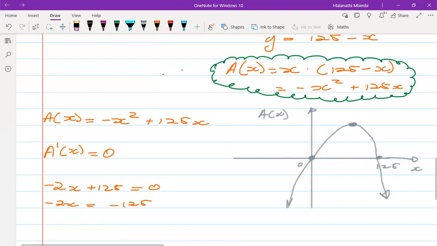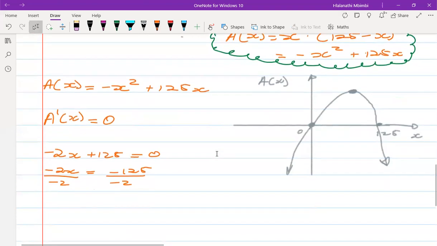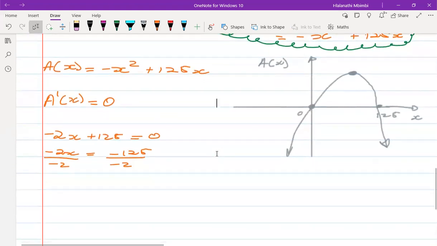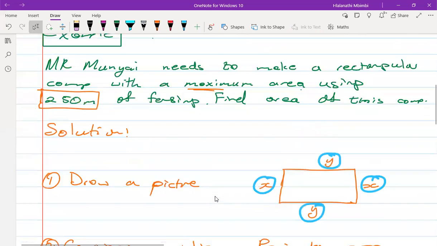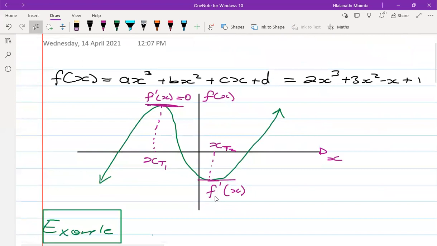I'm sorry, sir. Can I ask something? Yes. When you're getting the maximum point, aren't you supposed to derive twice? No, that's a point of inflection. Okay, thank you. Are you happy with that? Yes, sir. Remember, when we were trying to find the maximum over here, we took the derivative and set it equal to 0. Now, if you take the second derivative, we are here at the point of inflection.